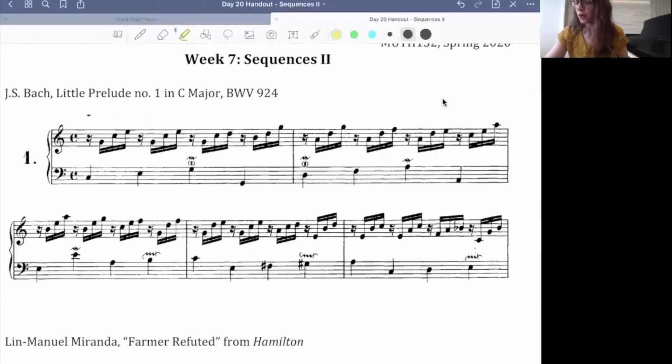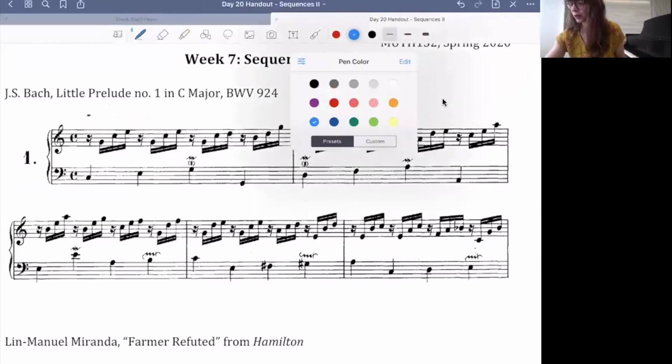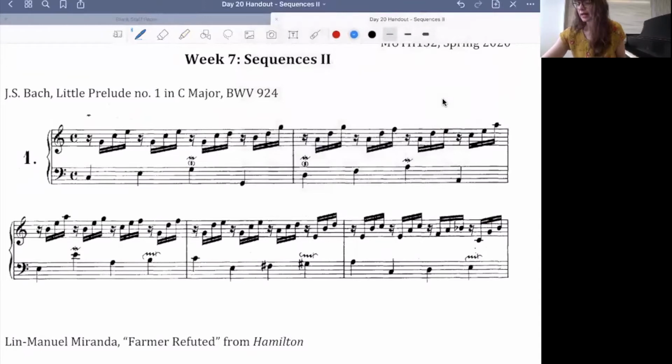Okay, so we are going to take a listen to this Bach prelude. It's short and sweet, so I want you to just give it a listen. And maybe as you're watching the score, you're thinking about trying to pick out the sequence. Maybe you're just listening for fun and you can rewind me and listen a couple other times and listen for the sequence. But here it is.